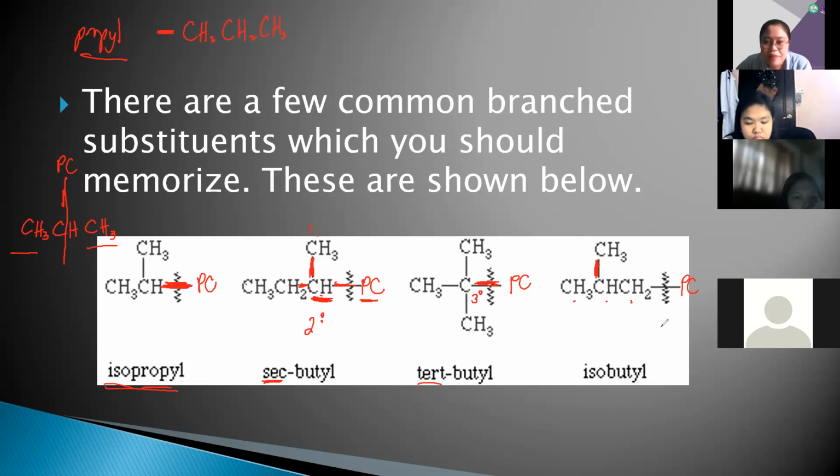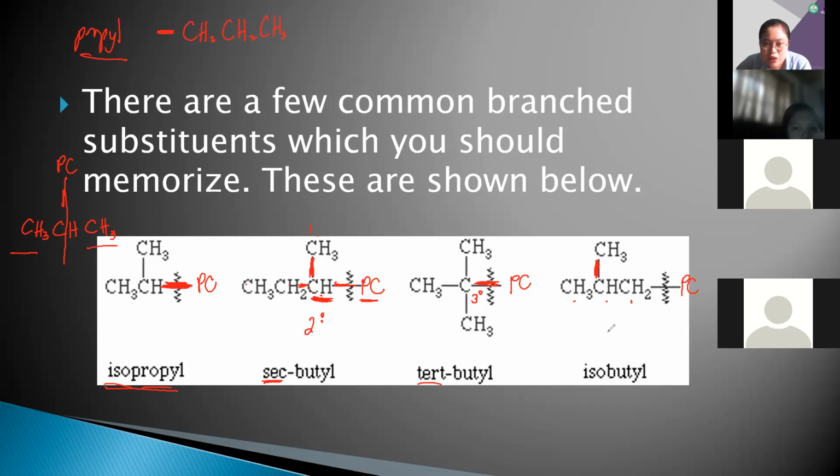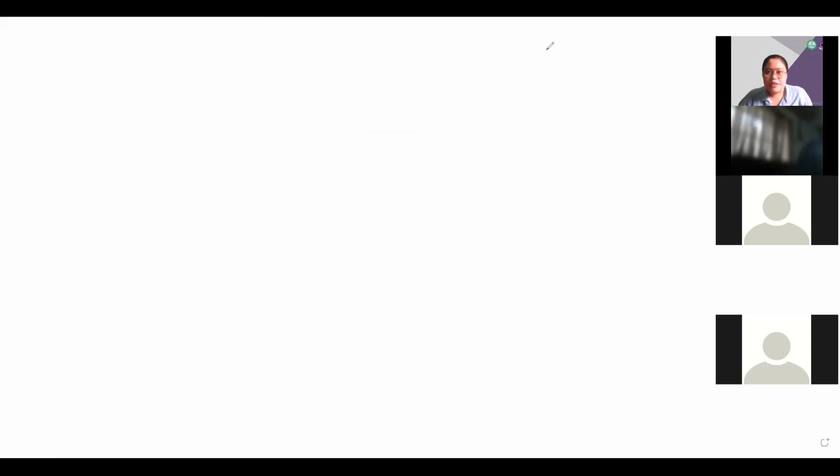I-try natin, bibigyan ko kayo ng organic compound and then you will name them. And then be careful sa substituents na ito kasi medyo confusing sila. Okay lang si isopropyl kasi isa lang siya. Tatlong carbons and then the other carbon is at the center. Pero yung mga butyl natin, meron tayong tatlong klaseng butyl. So let us have, again, an example for this. I need a larger space. Let me clear the drawings on the screen. And then let's have an example.